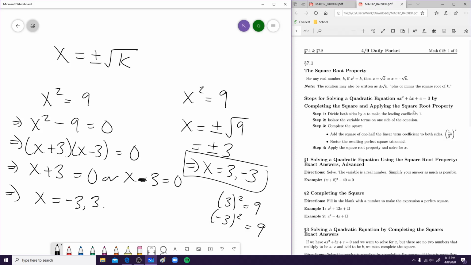And then over here, as you notice, there are some steps for solving a quadratic equation by completing the square and applying the square root property. I'll talk about these steps more as we do examples.